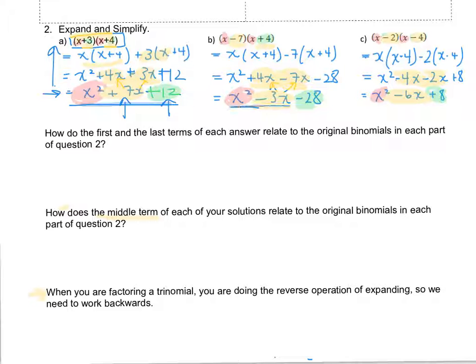For the second one, I'd be looking for two numbers that multiply to give me negative 28, but at the same time, they have to add up to give me negative 3. In the last one, I'm going to be looking for two numbers that multiply to give me 8, but add up to give me negative 6.